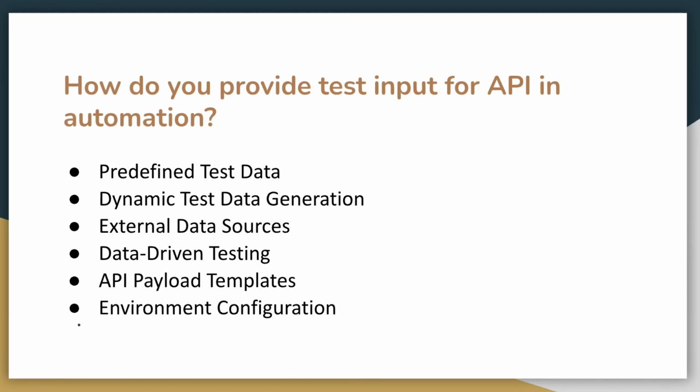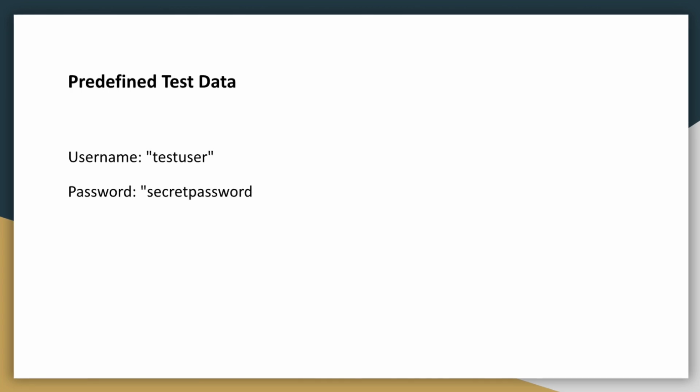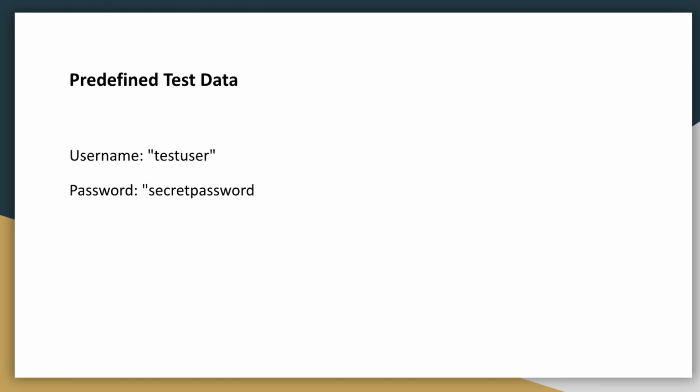First is predefined test data. I use fixed test data directly in my automation scripts. This helps me have control over the input and ensure consistent testing. For example, if I am testing a user registration API, I would use predefined test data directly in my automation script. So username is testuser and password is secretpassword.